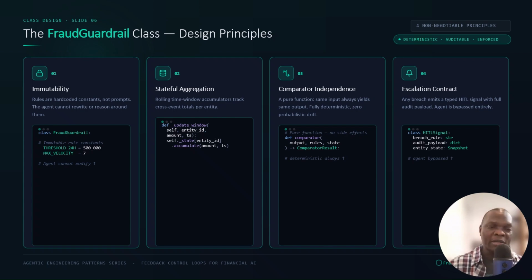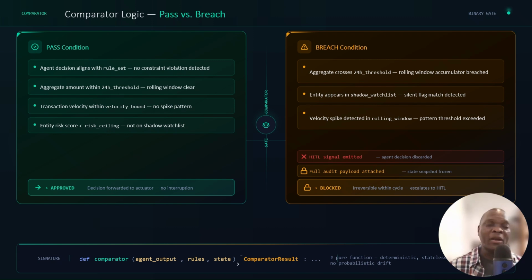All right, so let's jump to the next one and look at the comparator logic. The result is either pass or breach. Now, the comparator is a binary gate. It does not negotiate with the agent output. It applies the rules and returns a typed result.